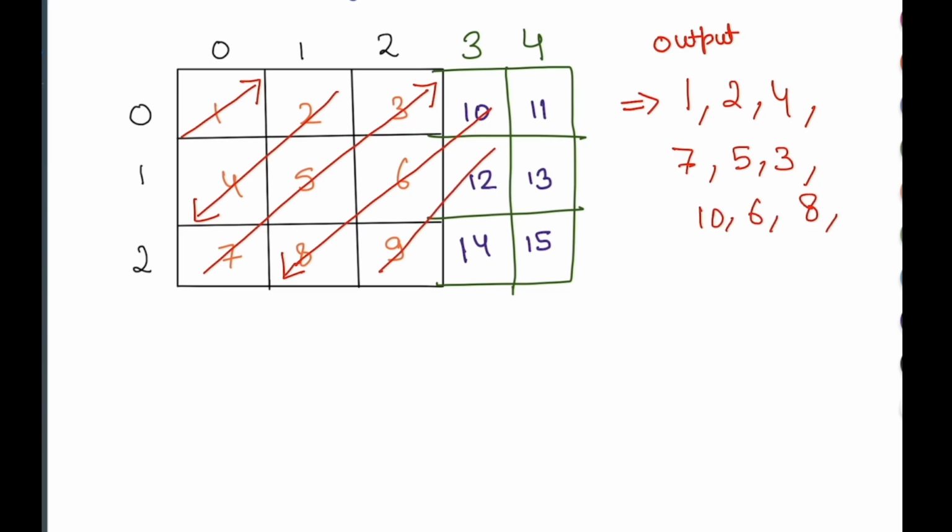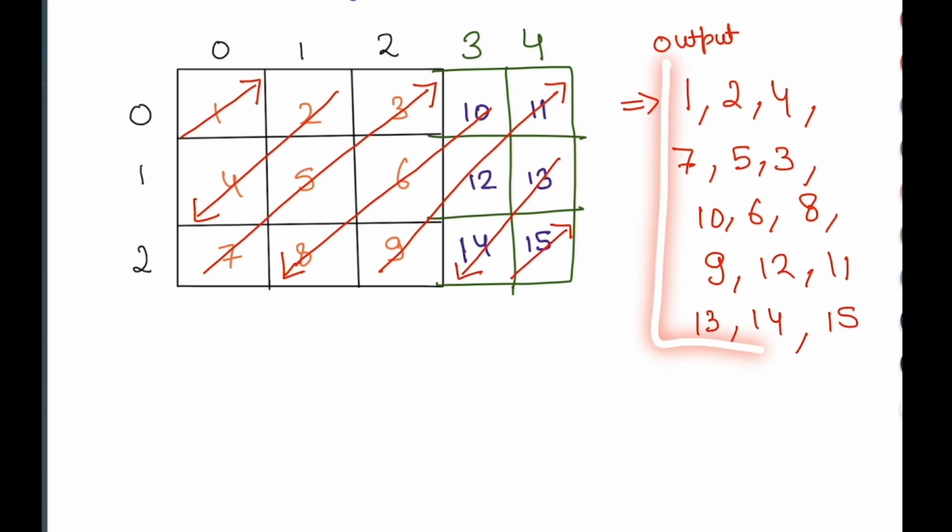Then go through the next diagonal in the upward direction. So it will be 9 comma 12 comma 11. Then we have to go through the next diagonal in the downward direction. So it is going to be 13 comma 14. Then the next diagonal in the upward direction, so comma 15. This is the output we need to give.